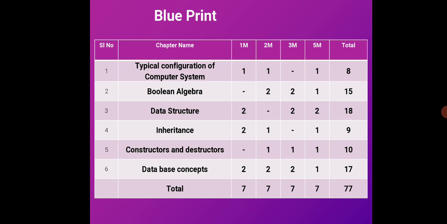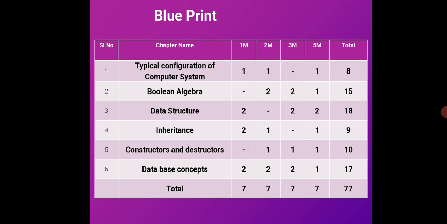And the third chapter is Data Structure. In Data Structure, 1 mark 2 questions, 3 marks 2 questions, 5 marks 2 questions, total 18 marks. This is also the same as the annual examination. Inheritance chapter, 1 mark 2 questions, 2 marks 1 question, 5 marks 1 question, total 9 marks. For your annual examination also, 9 marks.